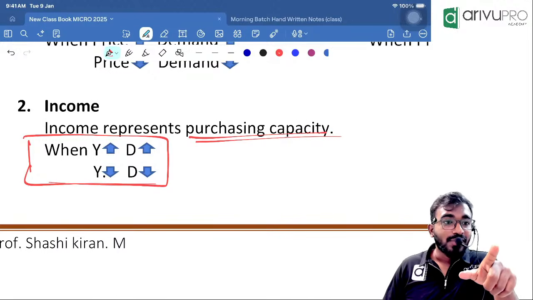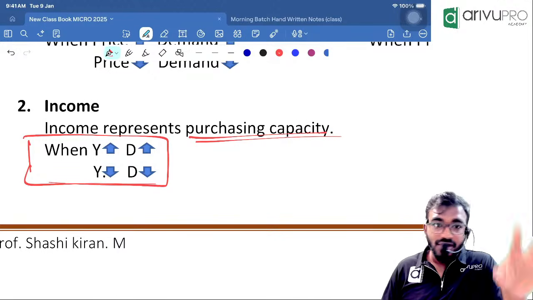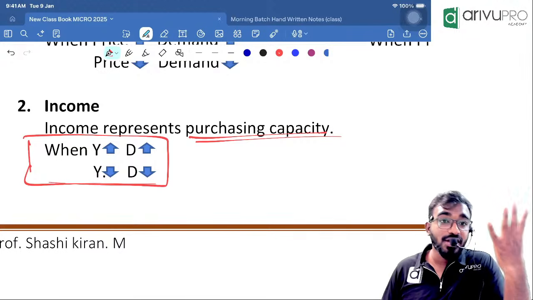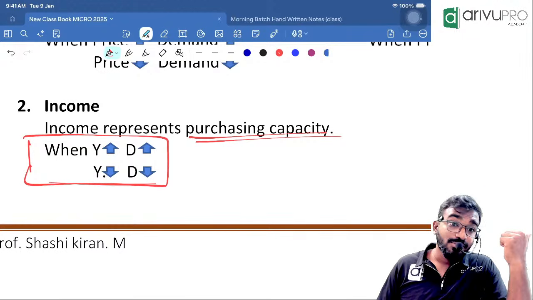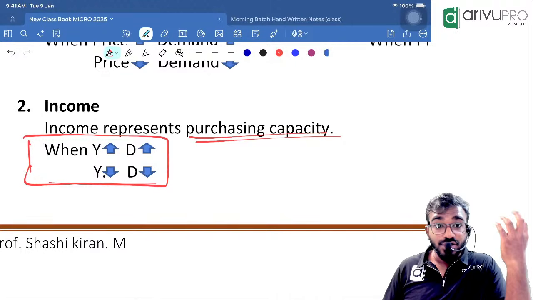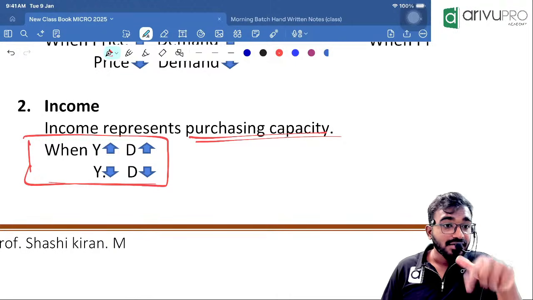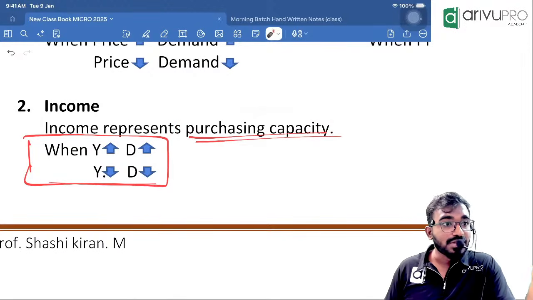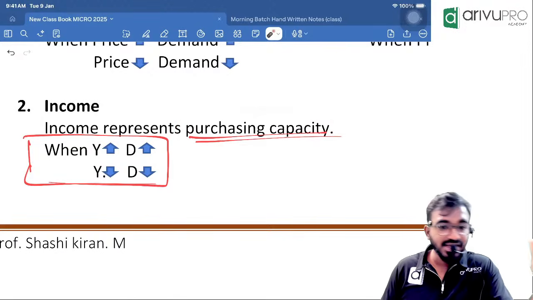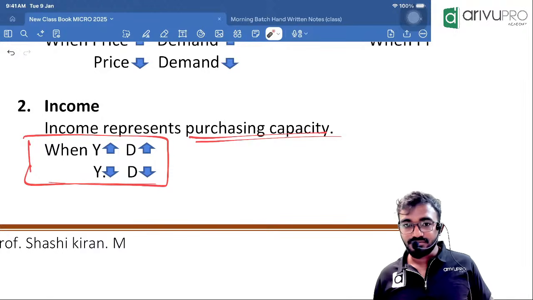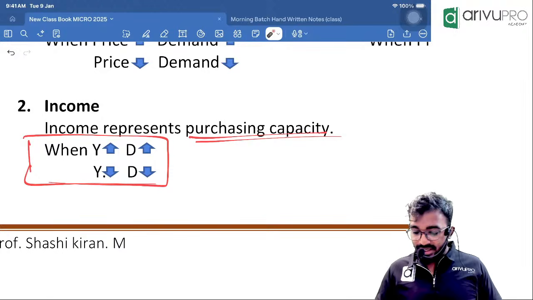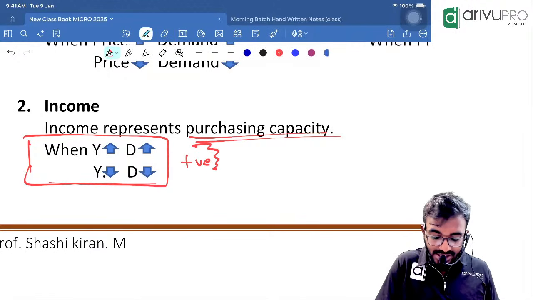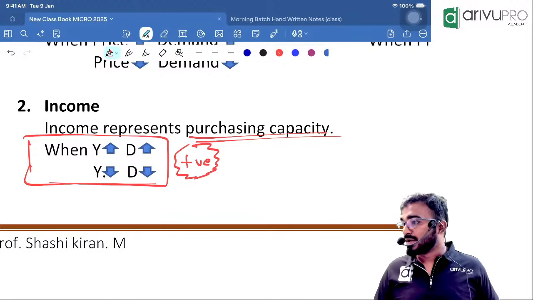Tomato example. 1 kg of tomato was 20 rupees. Praveen forgot in the present day. The next day the price became 25. So he can only buy how many kg? 4 kg. Yesterday he had the capacity to buy 5, but today he can only buy 4. So that is purchasing capacity. Kindly write those examples. Wherever I have given an example, you copy it down. And income and demand have a direct or positive relationship.